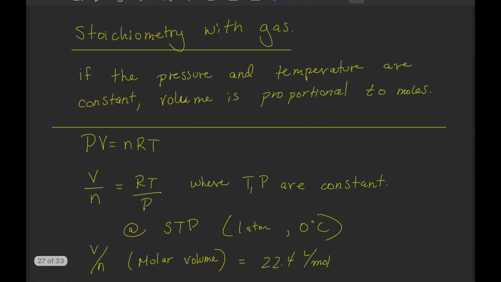We can also do stoichiometry with gas. And the reason why we can do this is that if the pressure and the temperature are constant, then the volume is proportional to moles. So all we need to do a stoichiometry problem, as long as we're not changing the temperature or pressure, is just know how many volumes of gas there are.